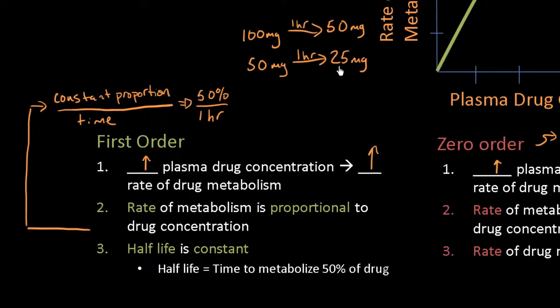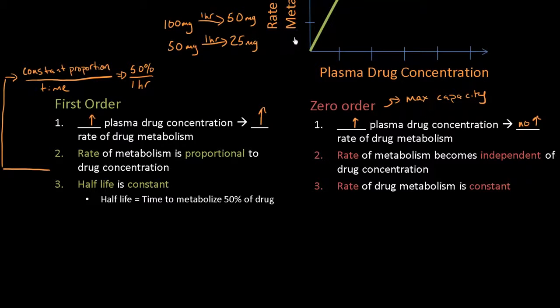And again, the reason this is occurring is because the rate of drug metabolism is proportional to the plasma drug concentration. So what was the rate up here? Well, I'm at a higher dosage, so I expect a higher rate. I lost 50 milligrams in an hour. Here, I'm at a lower concentration, so I would expect a lower rate, and I lost 25 milligrams in an hour. So while the rate may not be constant, the half-life is.